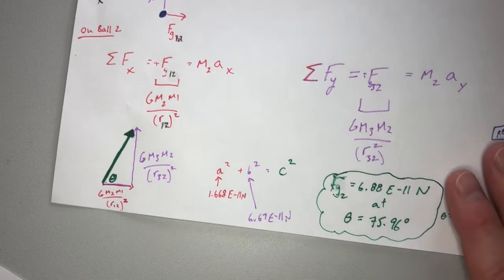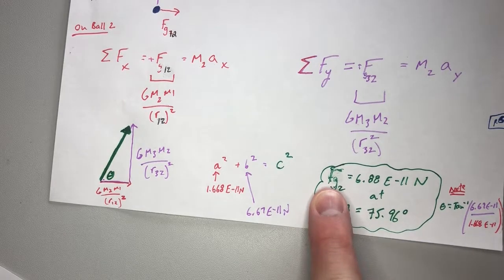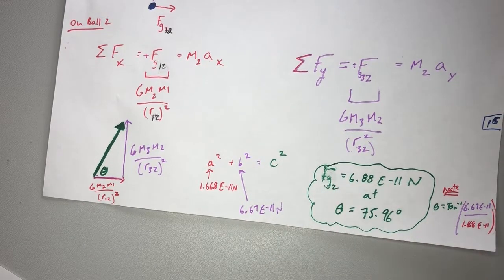If they ever wanted to find the acceleration, you know the mass of ball 2, you know the net force on it now. You could just take F equals ma. You know the F is that, you know the mass of ball 2 was 1 kilogram. So the acceleration is actually just gonna be 6.88 e to the negative 11 meters per second squared, just because the mass of ball 2 is 1 kilogram. So that's how you do that.